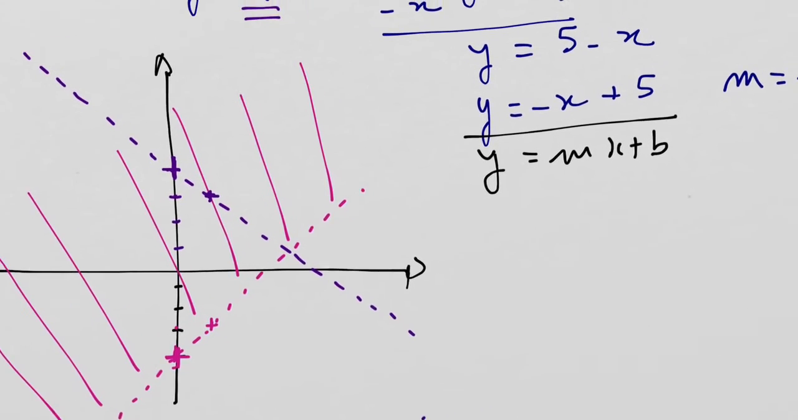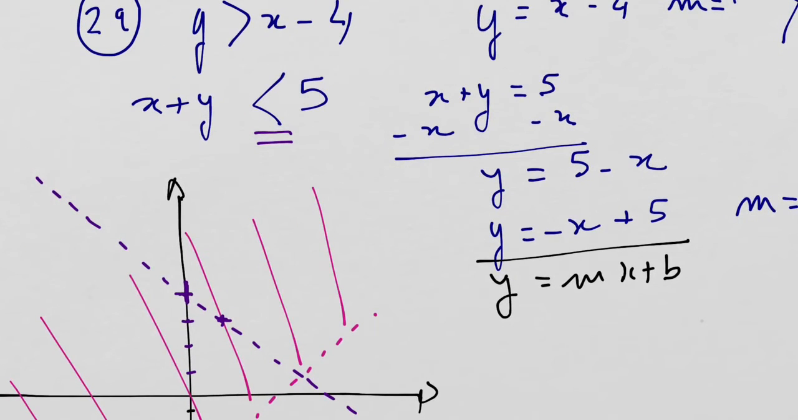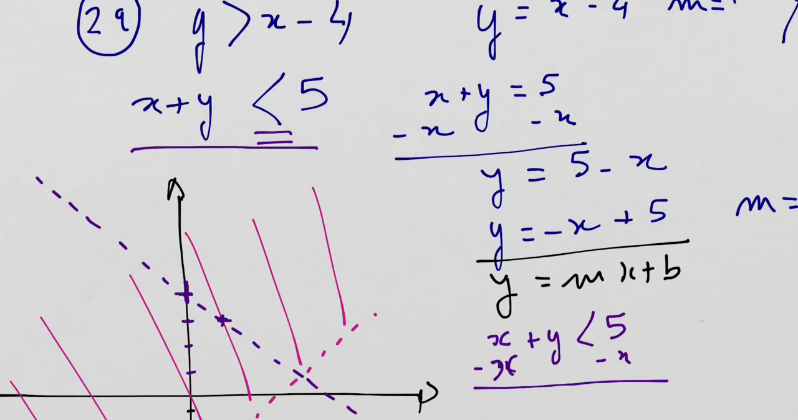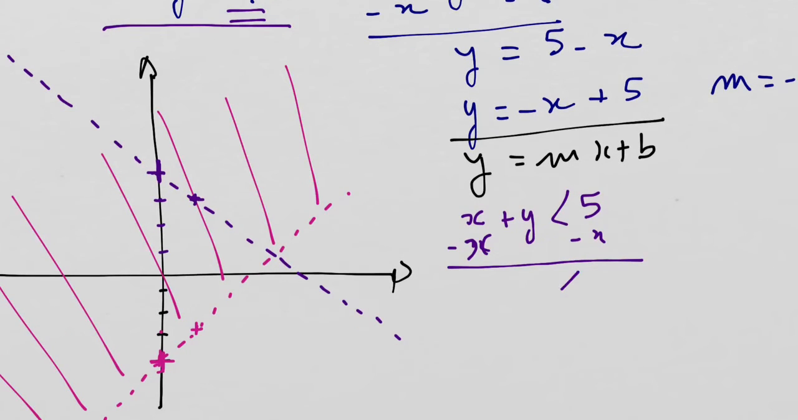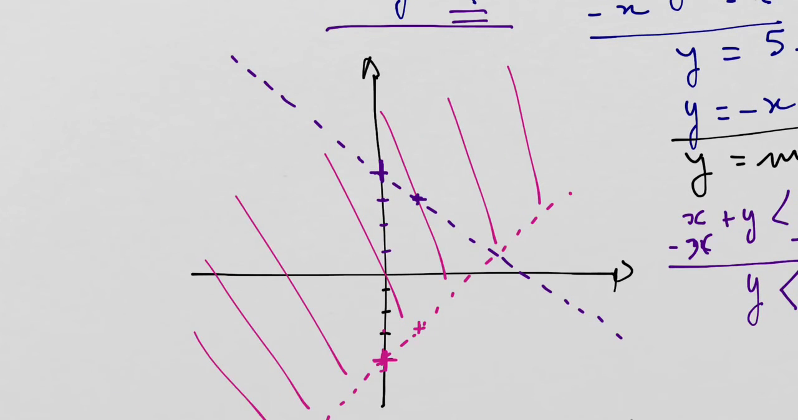Now, I need to be careful because y is not standing by itself right here. So what I want to do is work out my inequality. I have x plus y less than 5. I subtract x from both sides, and when I'm subtracting x from both sides, I do not flip my symbol, so my symbol doesn't change. That means y is less than minus x plus 5. Because y is less, I will have to shade below. So I shade below.